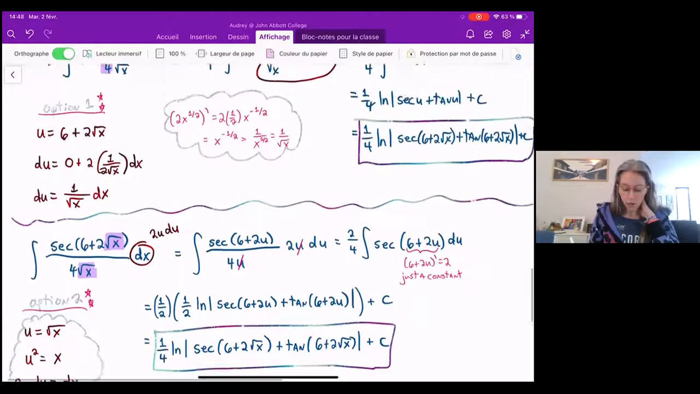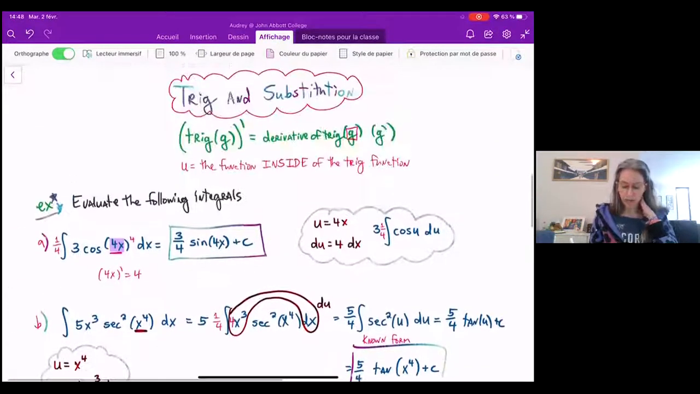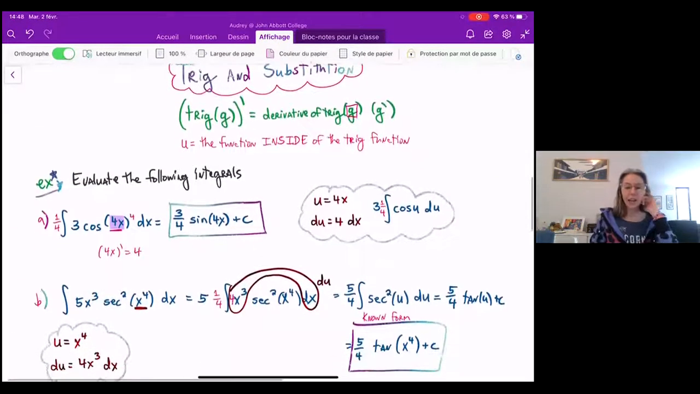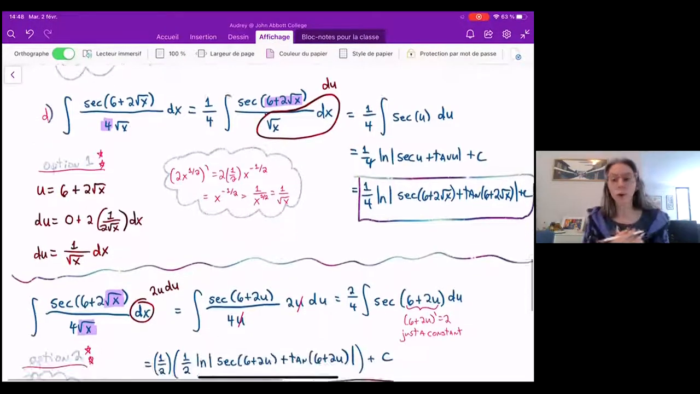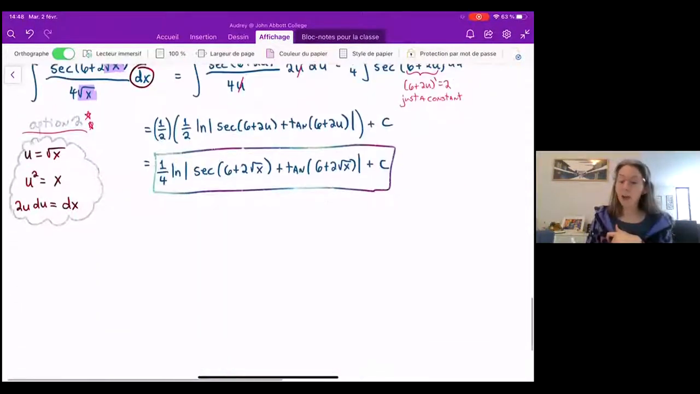All right, so here we have seen integrals where we're letting our u be the function inside of the trig function. I'll see you in the next video where we see substitution in a little bit of a different way.